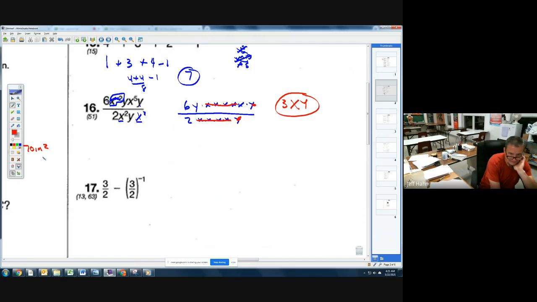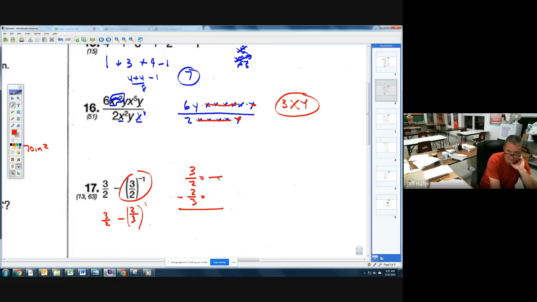Problem number 17, the only bad thing here is this negative 1 exponent. I need to make it a positive 1, and the rule is when you have fractions to negative exponents, you just flip them over and their exponents become positive. And anything to the first power is itself, so this just stays 2/3. So I have 3/2 minus 2/3.